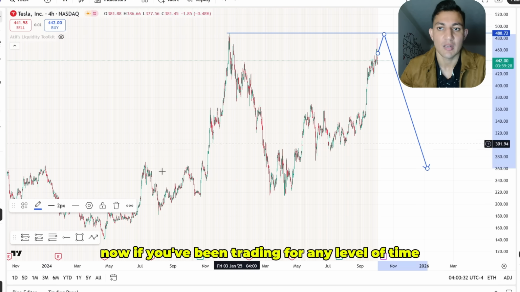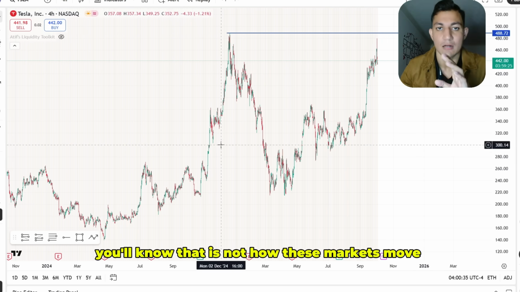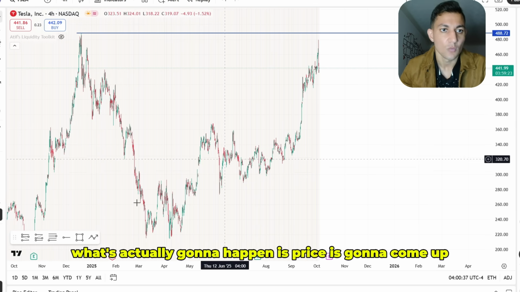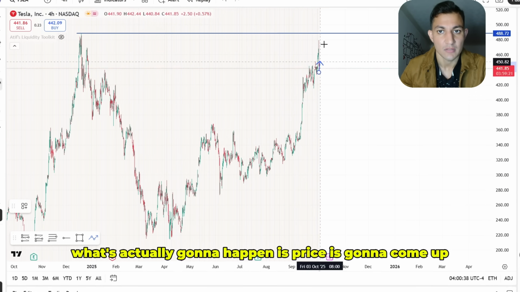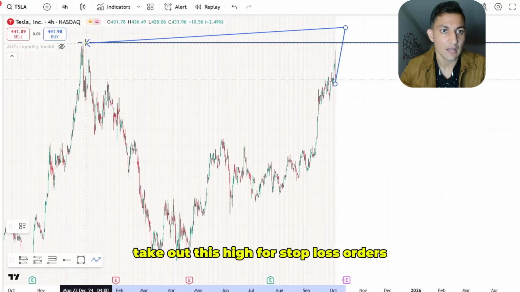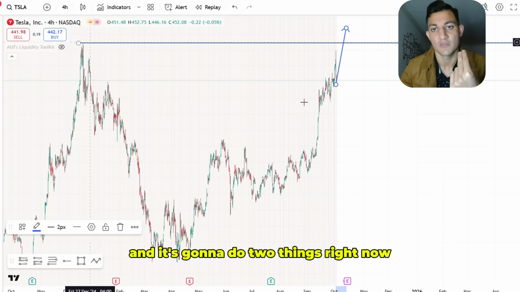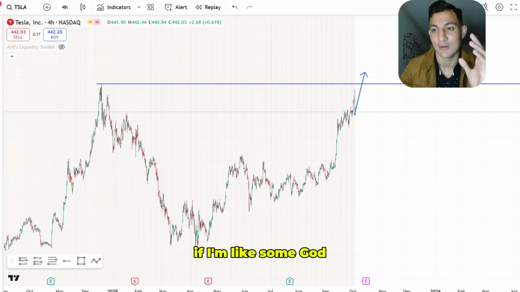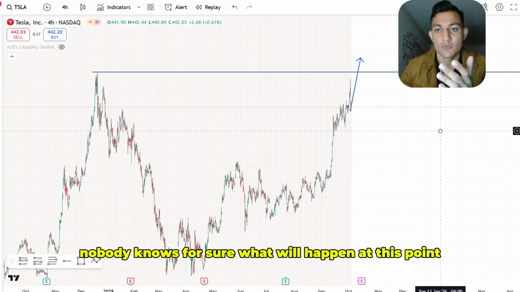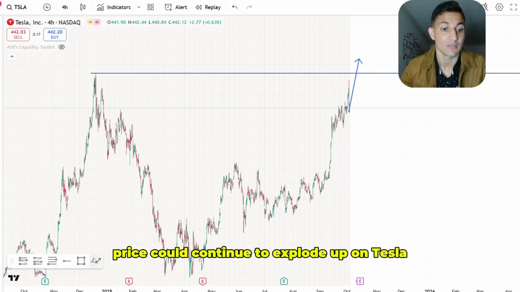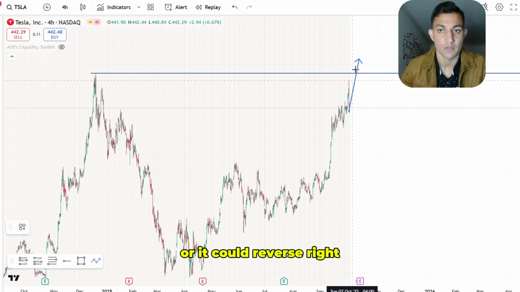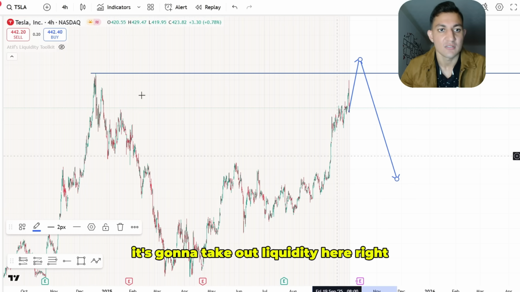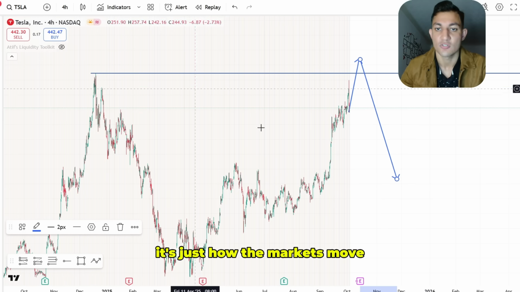Now, if you've been trading for any length of time, you'll know that it's not how these markets move. Instead, what's actually going to happen is price is going to come up, take out this high for stop loss orders, and it's going to do two things. Right now, nobody knows. I don't even know. I say I don't even know as if I'm like some god. Nobody knows for sure what will happen after this point. Price could continue to explode up on Tesla, or it could reverse. But even if it reverses, it's going to take out liquidity here. It's just how the markets move.